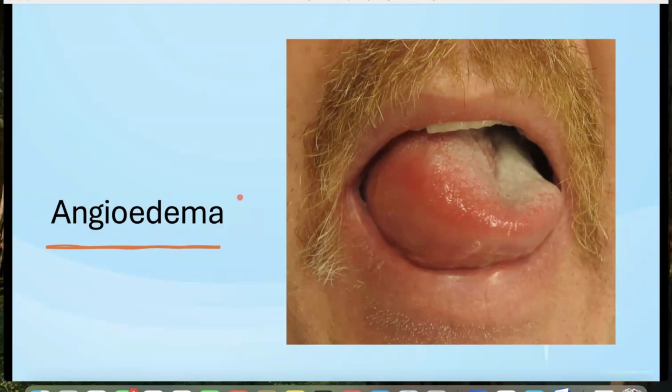In this case, this gentleman probably has either one of the hereditary causes of angioedema, or this may be from an ACE inhibitor or a blood pressure medication that is known to cause angioedema.